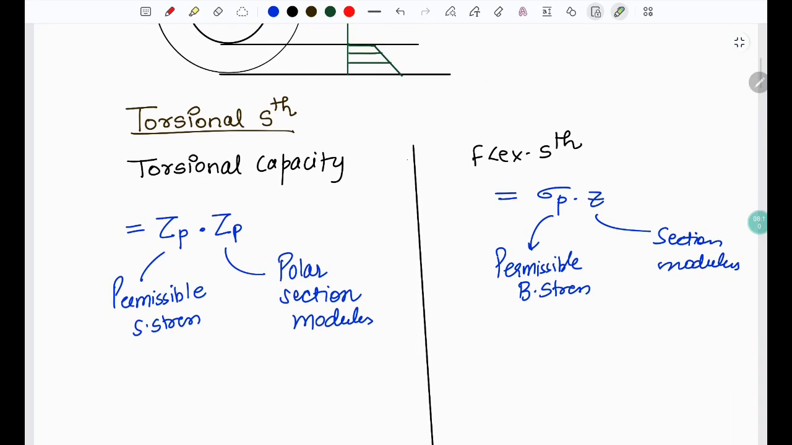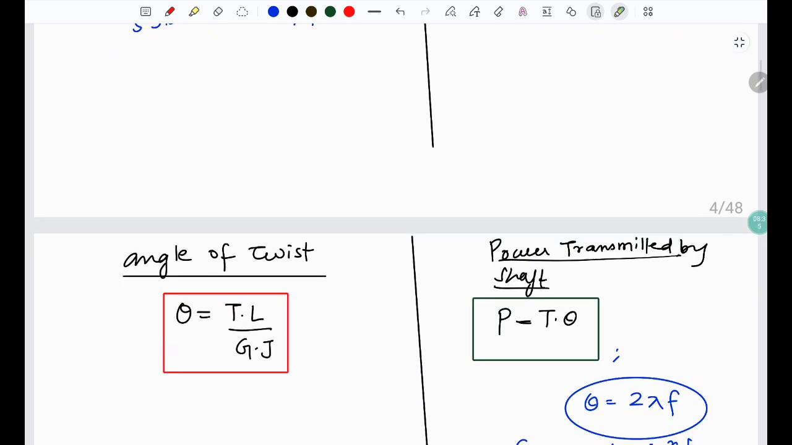So we have two things which we can compare side by side. One is the torsional capacity that comes in the torsion chapter, and there is flexural strength that comes in the bending stress chapter. So it is given by tau p times Zp, and here it is given by sigma p into section modulus. Here we have permissible shear stress times the polar section modulus. Here we have permissible bending stress times the section modulus.